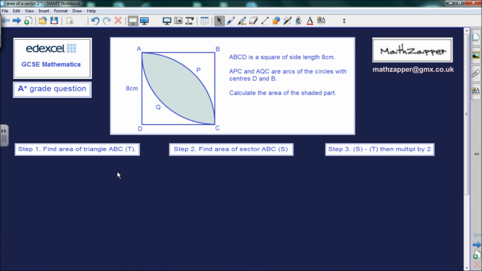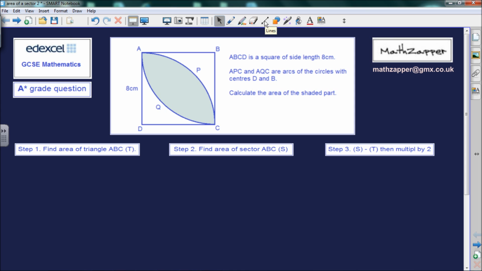Edexcel GCSE Mathematics. This is an example of an A-star grade question. We're given a square ABCD and it has side lengths of 8 centimeters. APC and AQC are arcs of the circles with centers D and B. We have to calculate the area of the shaded part.